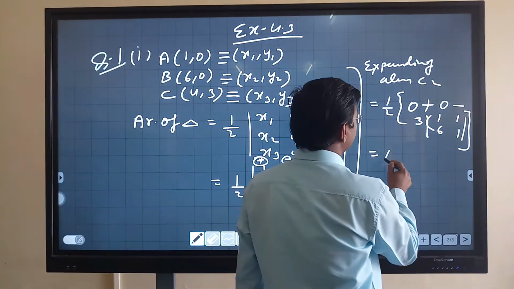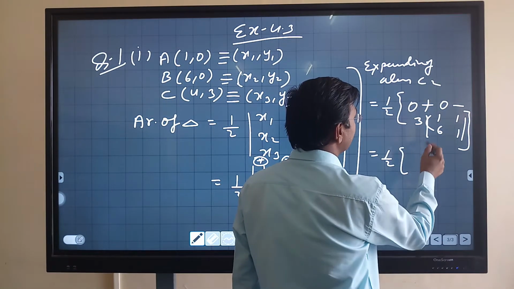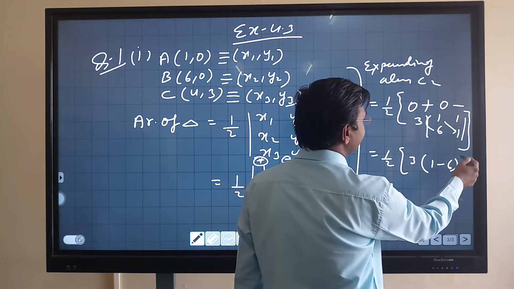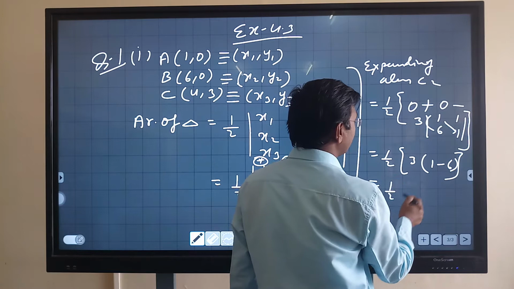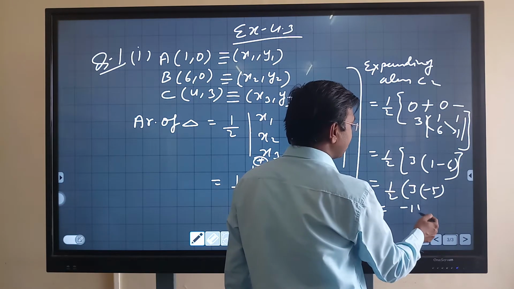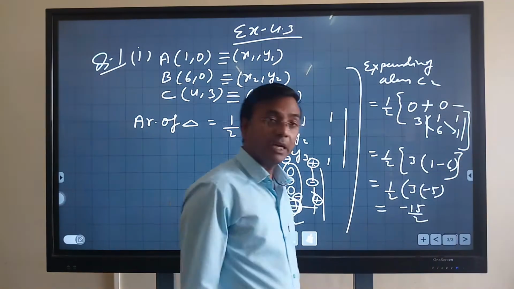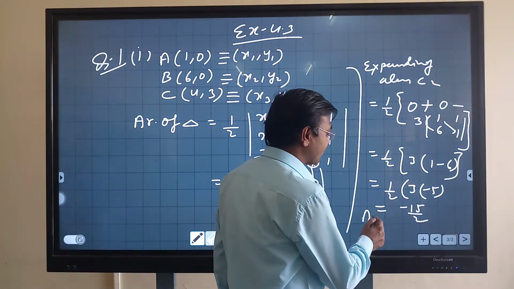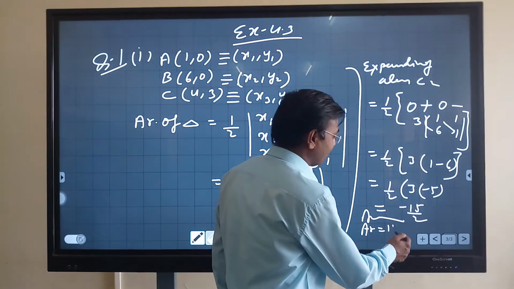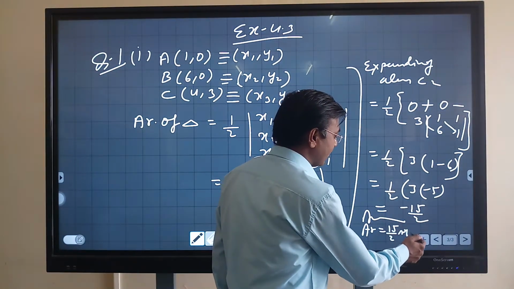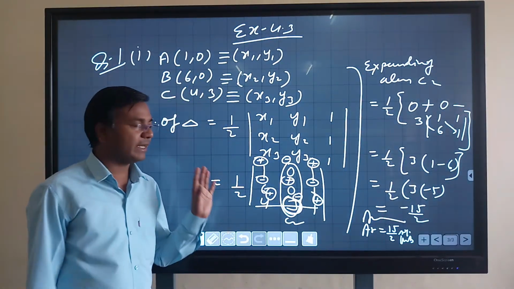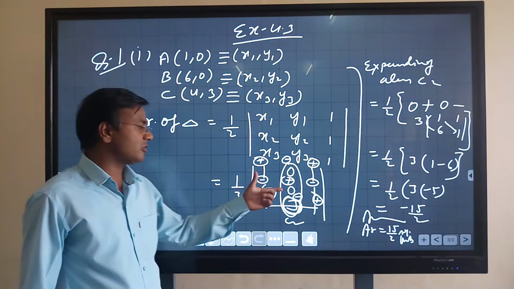So now simplify: 1 by 2, 3 into cross multiplying, 1 minus 6. So 1 by 2, 3 into minus 5. So it is minus 15 by 2. And since we know that the area of a triangle cannot be negative, finally the area will be 15 by 2 square unit. This is how we can find the area of a triangle by using the determinant.